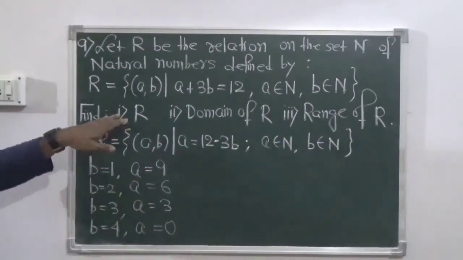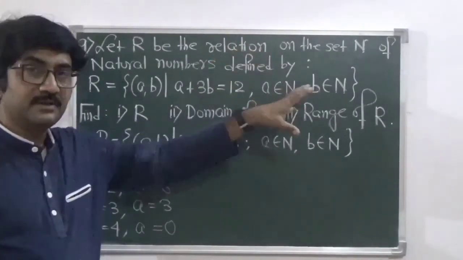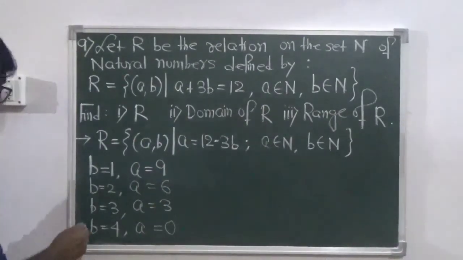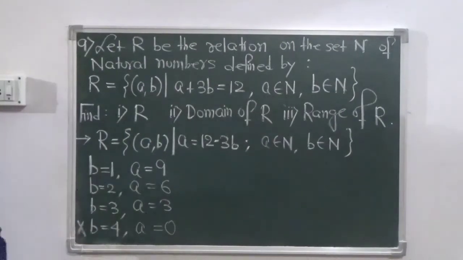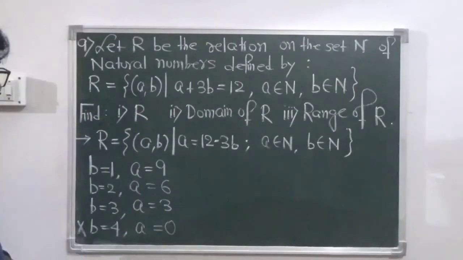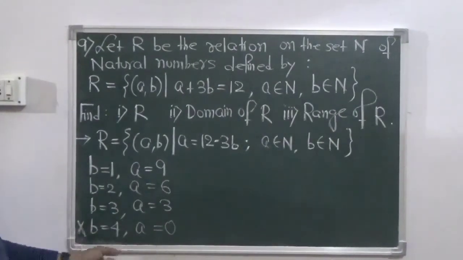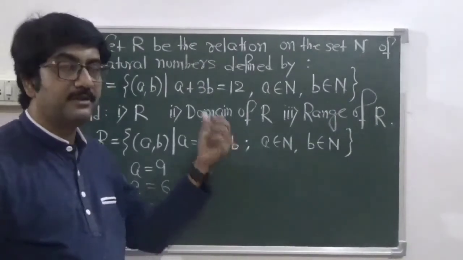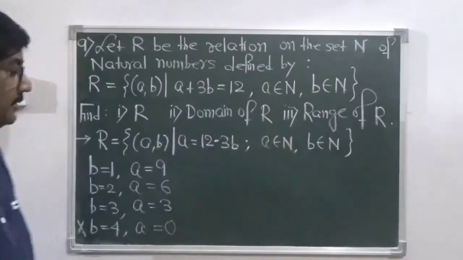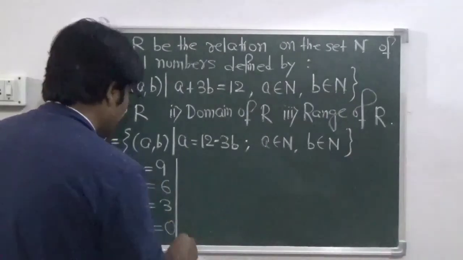Now in the definition, A is a natural number. A takes the values of natural numbers, but here you have got the value of A as 0, which is not a natural number. So this particular ordered pair will not be included within the relation. Only those ordered pairs will be included where the values of B are 1, 2 and 3. If you go beyond this, if you take 5, then 5 into 3 is 15. So 12 minus 15 becomes minus 3, a negative value, which cannot be a natural number. So we can take all those values for which the value of B is 1, 2 and 3. So the relation finally stands like this.